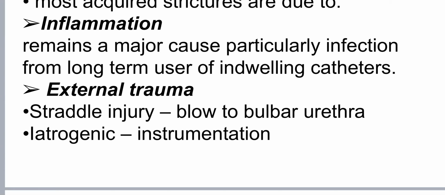The most common cause of urethral stricture comes from urethritis that comes from gonorrhea, which is gonococcal infection. The second most common cause is external trauma. It could be straddle injury, a direct injury to the urethra.